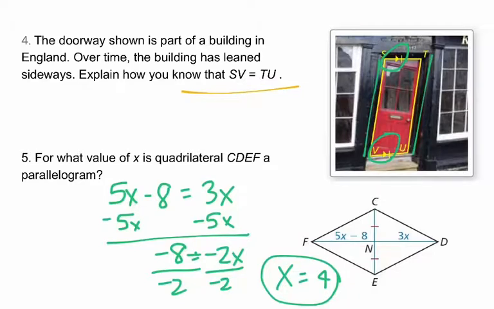But are you right? Let's check it out. Plug it back in. 5 times 4 is 20. 20 minus 8 is 12. 3 times 4 is 12. We got them equal to each other. Therefore, you know that you did your algebra correctly.